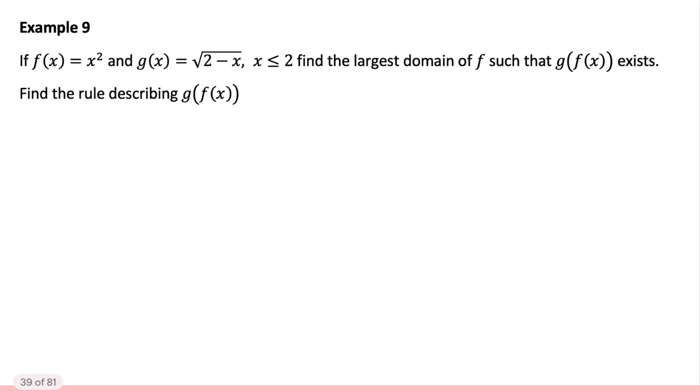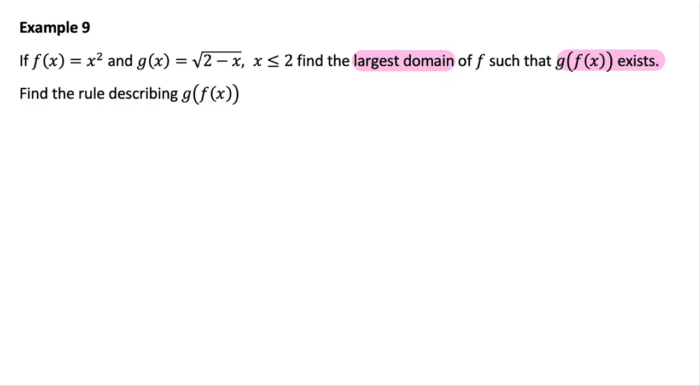Okay, next one is example 9. If f of x equals x squared, g of x is equal to the root of 2 minus x. Find the largest domain of f such that g of f of x exists. Find the rule describing it. So in this case, it's the same idea. It's already implying that it doesn't exist in the first place, so we're going to have to do some sort of restriction.